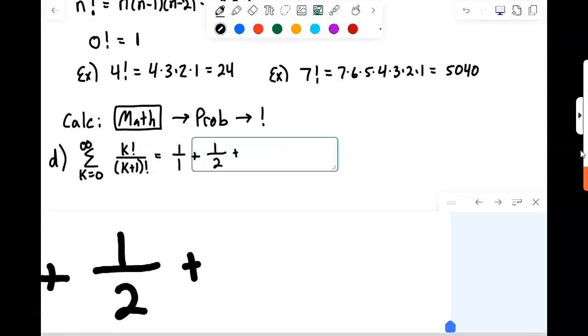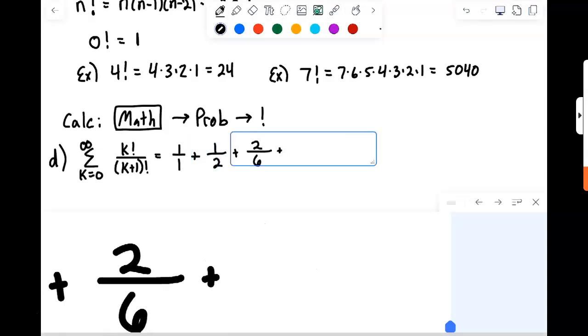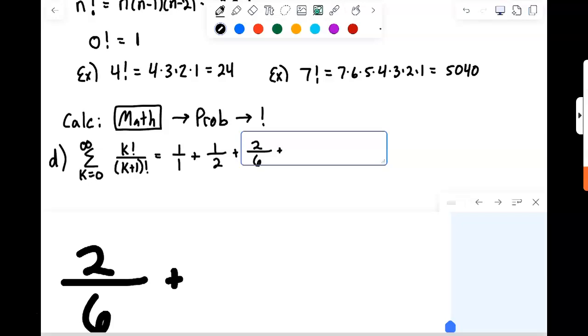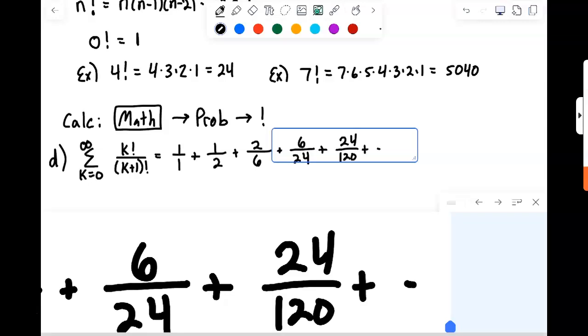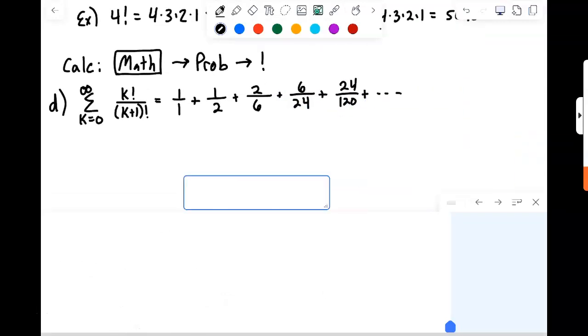Keep going. That would then be 2 factorial, which is 2, over 3 factorial. 3 factorial would be 3 times 2 times 1, which would be 6. And we keep going. Up next, it would be 3 factorial over 4 factorial, plus 4 factorial over 5 factorial, and so on and so on. So what does this look like?